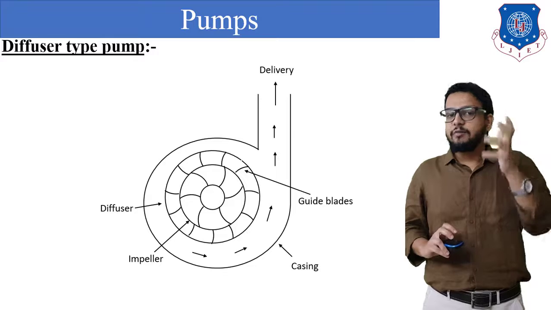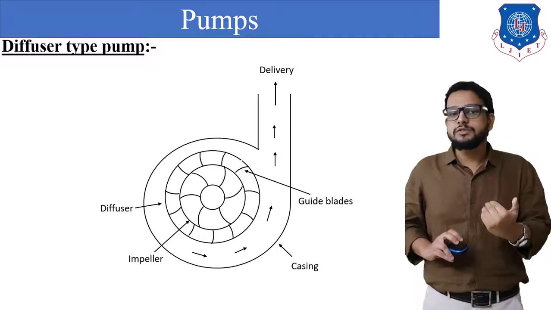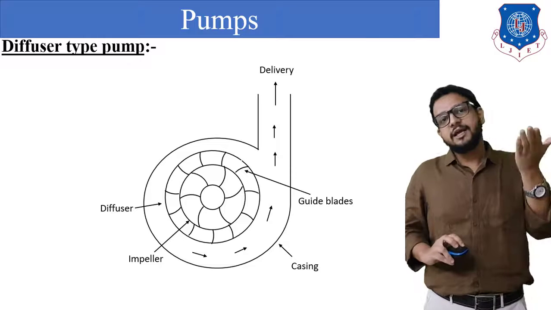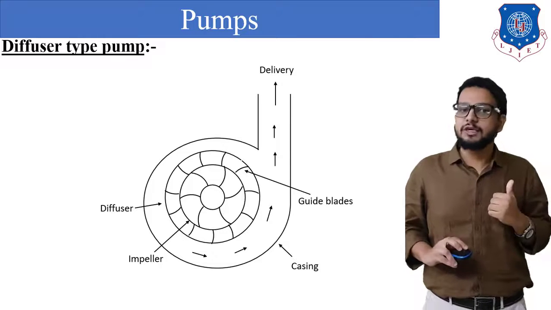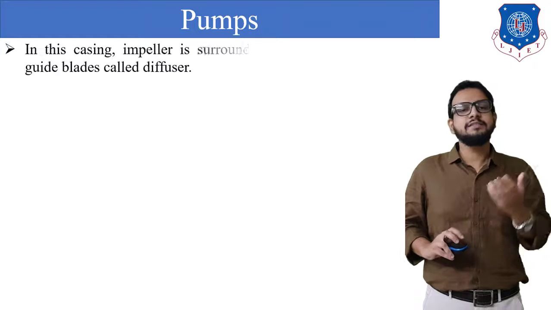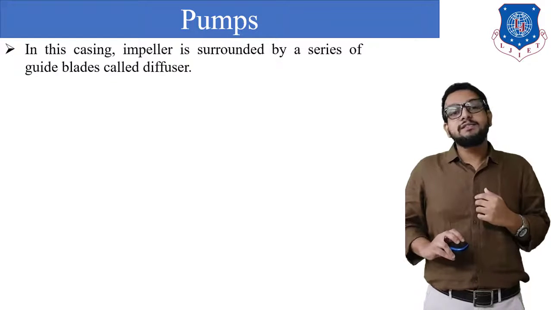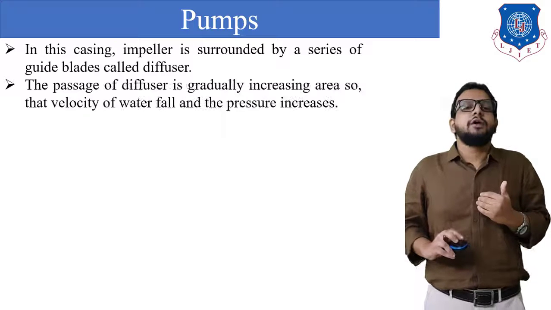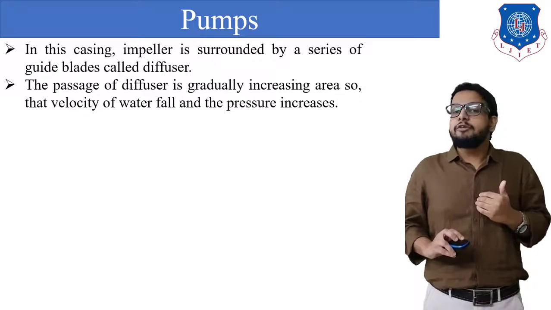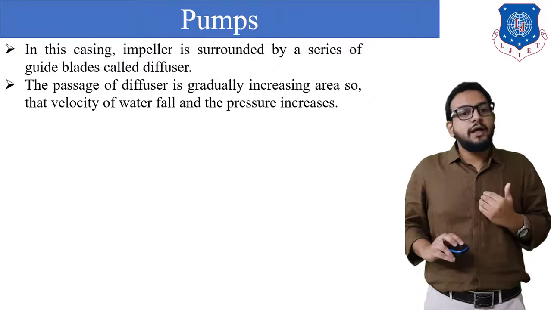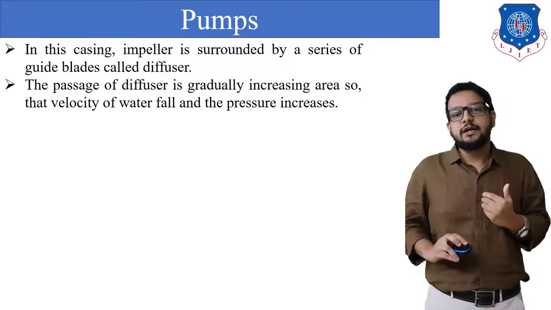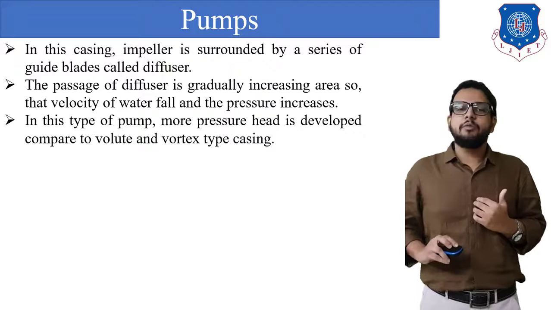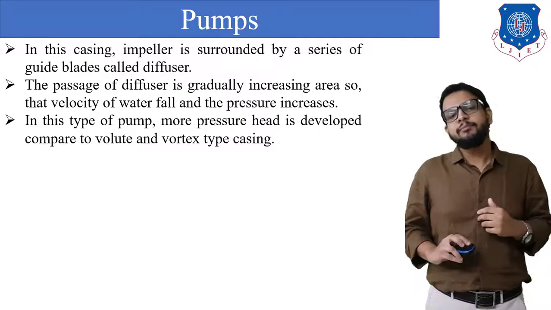Which means if there is an increment in the area, velocity is going to reduce, and if velocity reduces, then pressure is going to increase. So a high pressure head can be obtained by making use of this diffuser type arrangement. Let us see that. In this casing, you can see the impeller is surrounded by a series of guide blades called diffuser blades. The passage of the diffuser is gradually increasing, as I have told, so the velocity of water falls and the pressure increases. In this type of pump, more pressure head is developed compared to the volute and vortex type casing.